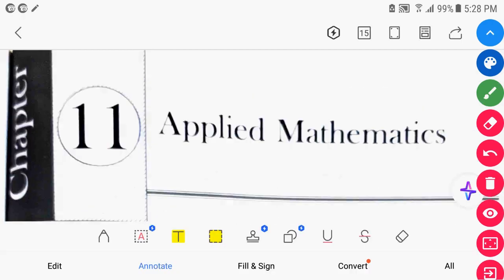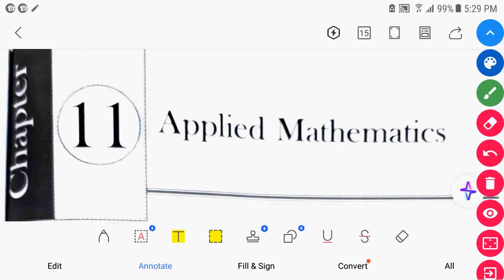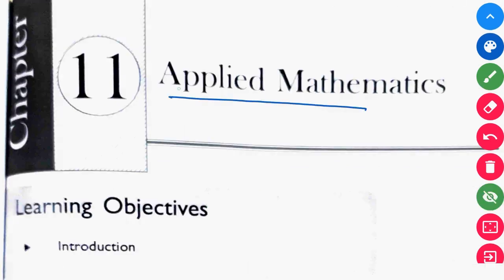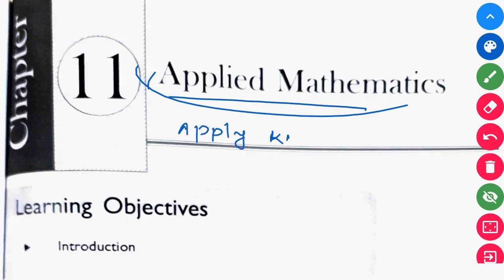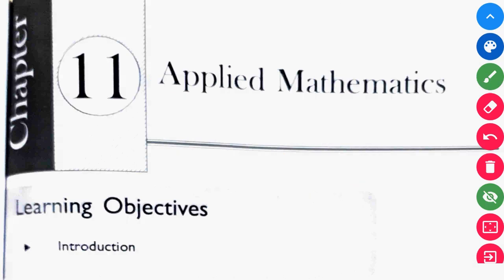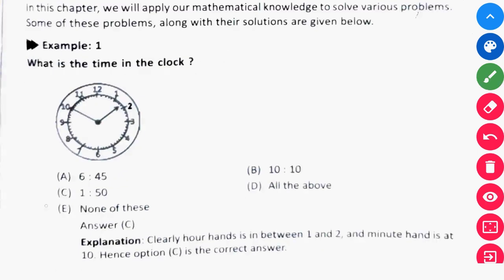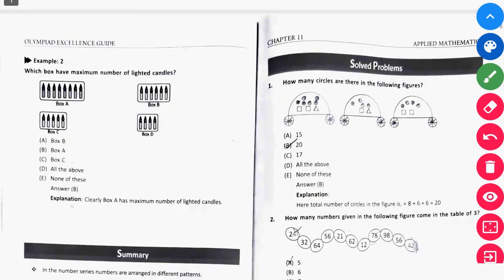Friends, I am Dr. Heena, and today in the Maths Olympiad for Grade 2, we have to learn the topic named Applied Mathematics. Here you have to apply your knowledge. You have to use your logical thinking and brain power to solve problems based on these topics with the help of mathematics. Some calculation we have to do, which are addition, subtraction, and a kind of multiplication, and we have to solve the problems.